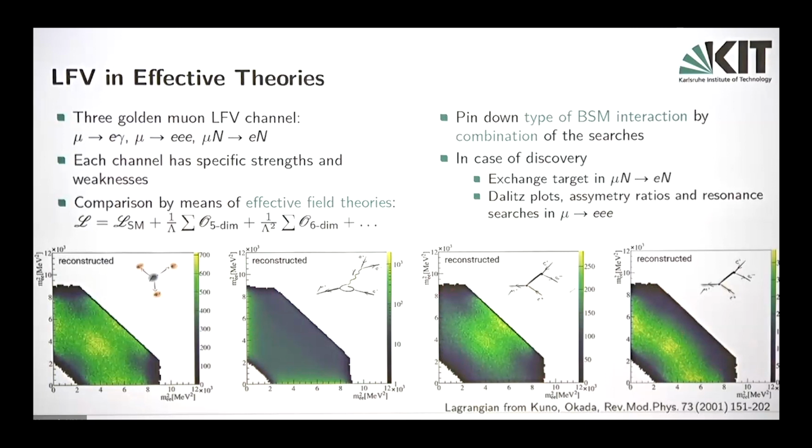And with the asymmetry ratios, you can then pinpoint the chiralities of the operators, etc. So if we see something in Mu3e, we might also get an idea what is behind this.